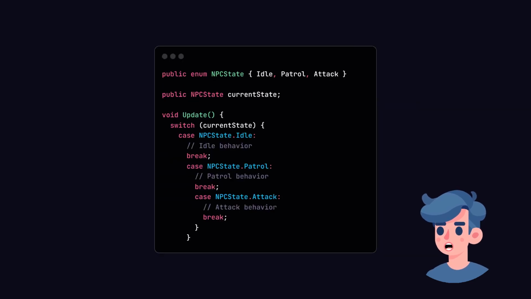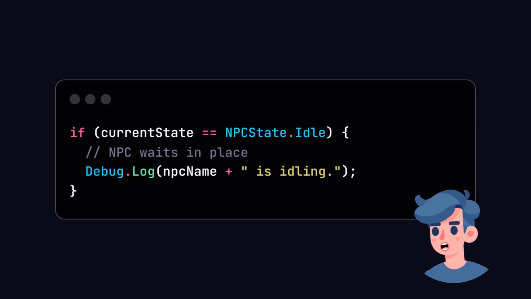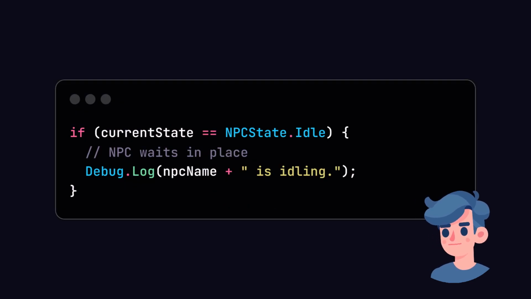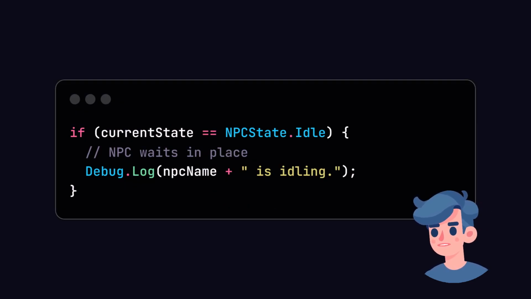We'll introduce a finite state machine to control the behavior of our NPC. A finite state machine, or FSM, can define various states like idle, patrol, and attack. Now that we have our states defined, let's implement the idle state for our NPC.